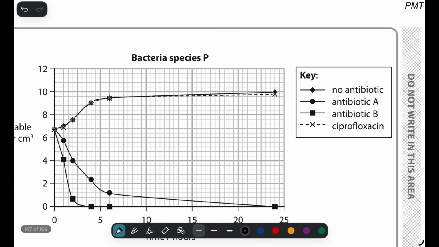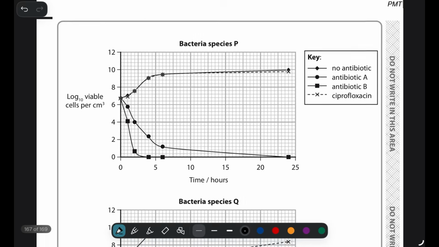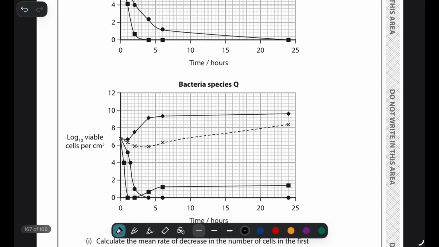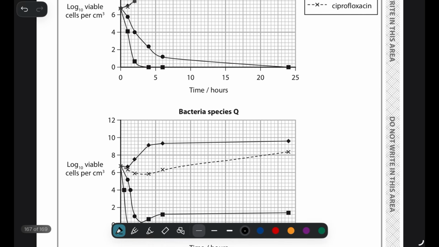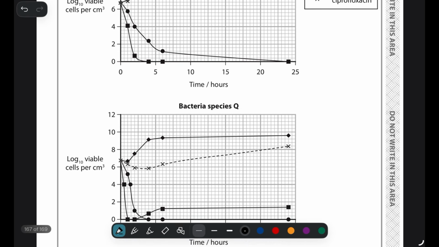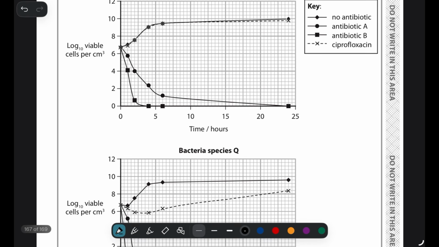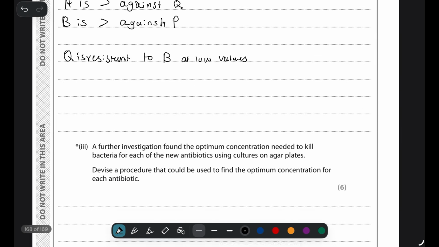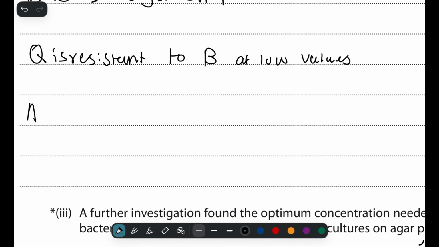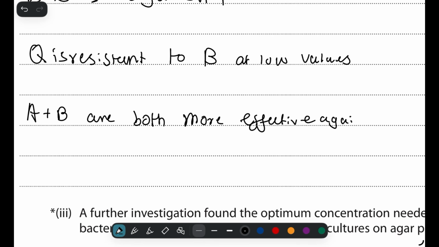And another thing that I'd want to mention, just a comparison between the two graphs themselves, is one of them better? Are they both better? They're both better in Q because they get to 0 faster for Q. So I would also mention that A and B are both more effective against Q. Those are things that you need to look at when you're answering a question like this.